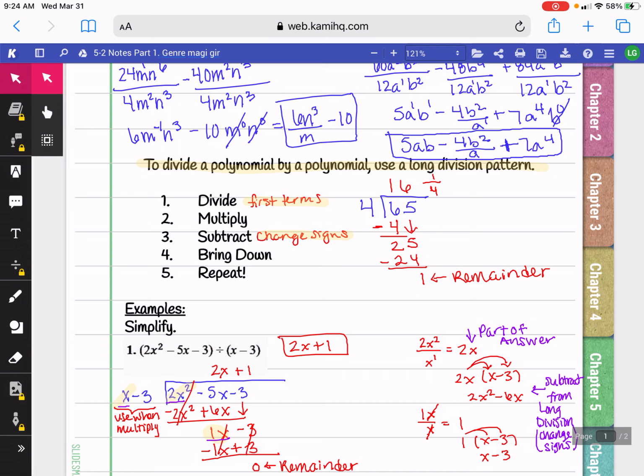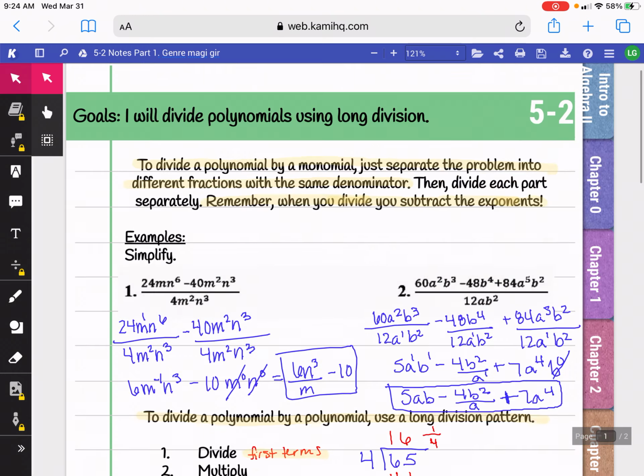You do so by changing the signs and then combining like terms. Then bring down, and repeat these steps until you have nothing left to bring down. If there is a remainder, remember you're going to write it in your answer as a fraction. Remainder goes on top. Whatever you're dividing by will go on the denominator on the bottom.